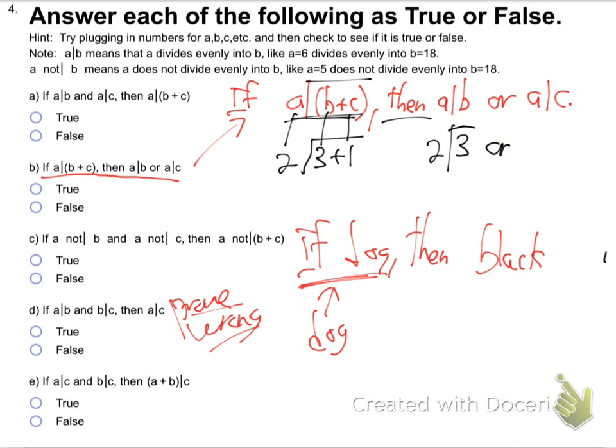Or, okay, if not that, then A will go into the C. What's C? 1. Does 2 go into 1? No. We found a dog. We met their if. And it wasn't black. So what's their statement, true or false? False. That's not true. If A goes into B plus C, then it goes into one of them, either B or C. It does not. Here's a case where it goes into those numbers added, but it doesn't go into either number individually. That's a false statement, isn't it? That's faulty logic. See how we determine that?